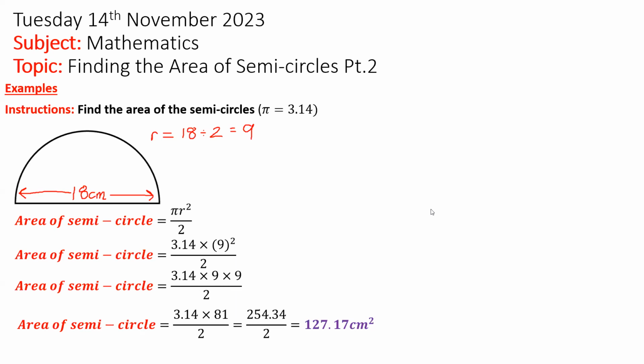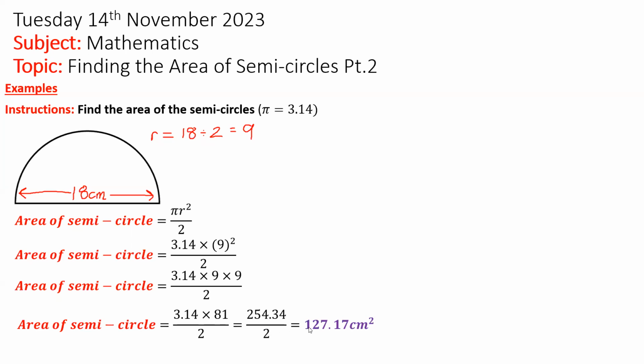Sorry. And then it's 3.14 multiplied by 81, divided by 2. And that should be equal to 254.34 over 2 divided by 2.